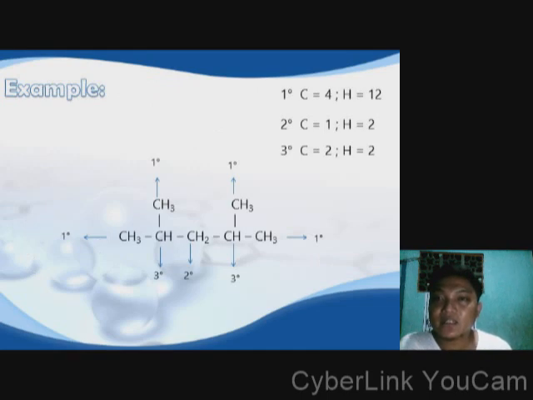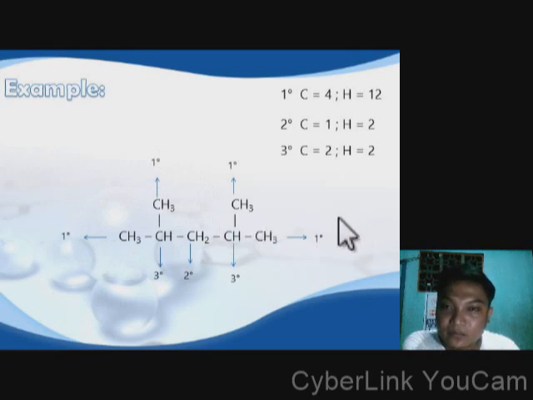Example. This is primary because the carbon is attached to only one other carbon and has three hydrogens. Why tertiary here? Because it is attached to three other carbons. There is no quaternary here. If there was one more carbon here, that would be your quaternary. Okay?